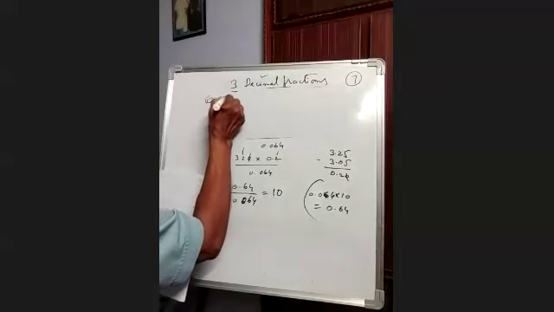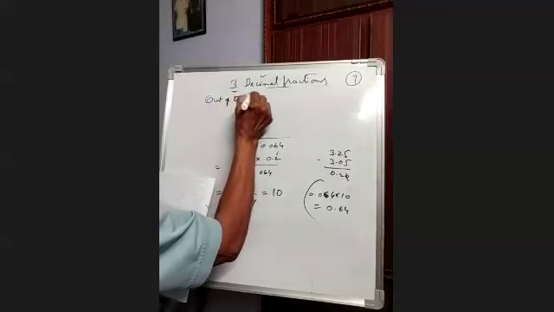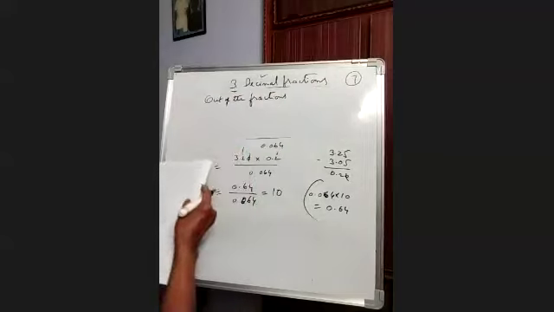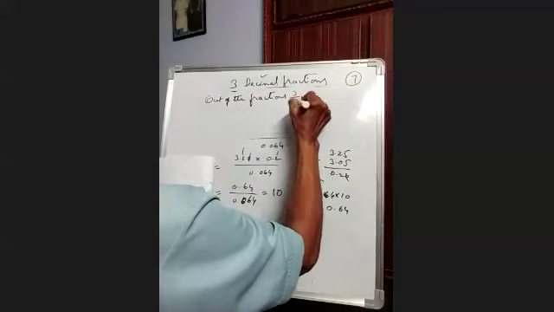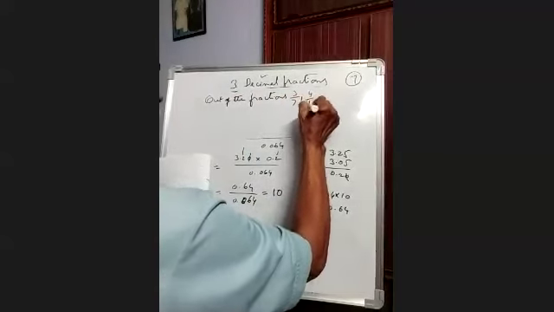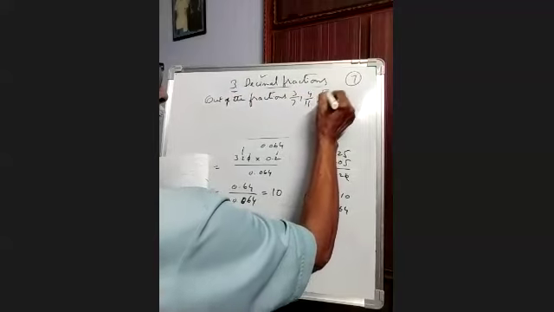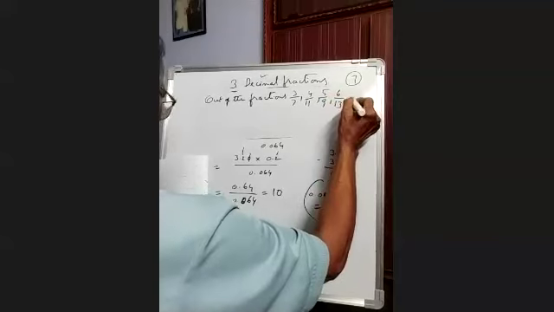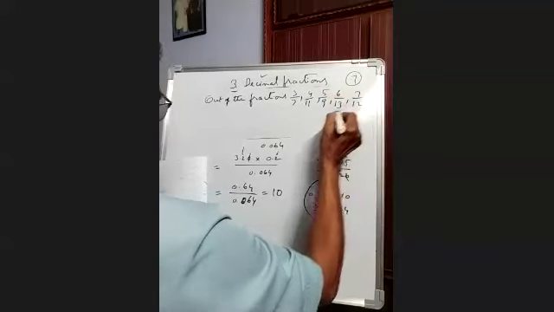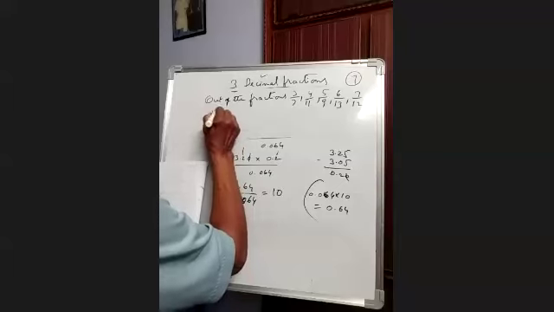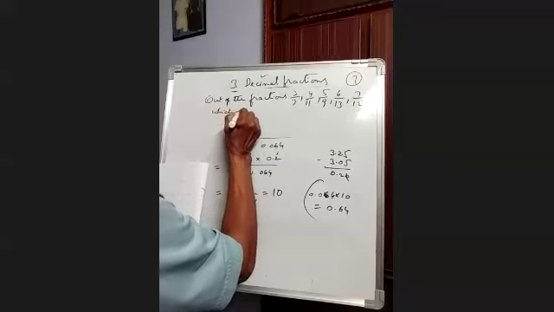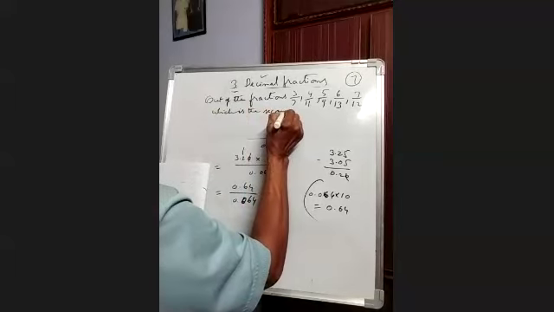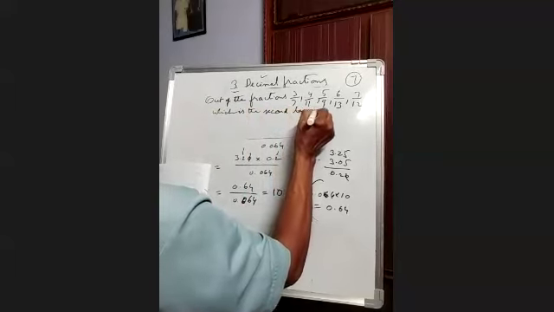Out of the fractions 3 by 7, 4 by 11, 5 by 9, 6 by 13, and 7 by 12, which is the second largest? Second largest.